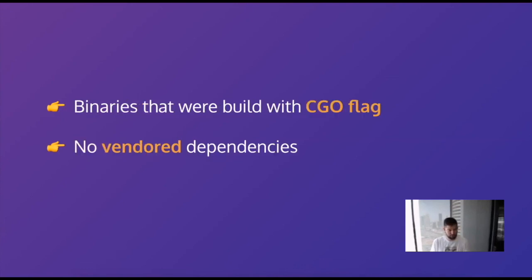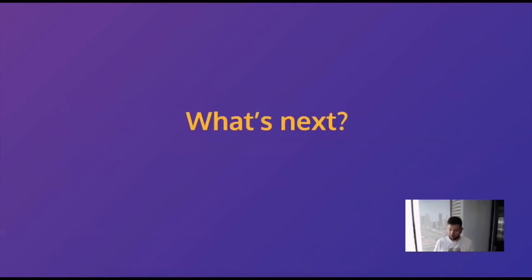Next slide, please. And also binaries that were built with the cgo flag. What does this mean? This is a marker for Go code that uses the cgo tool for interacting with C code inside Go code. And the last one is no vendor dependencies. Vendoring is actually an older concept in Go, when you pull the source code of your dependencies and build them at compile time. I think that's it for the limitations. And Agata, getting back to you.